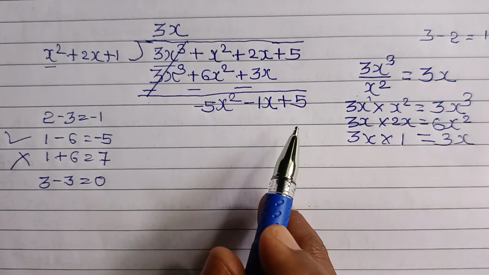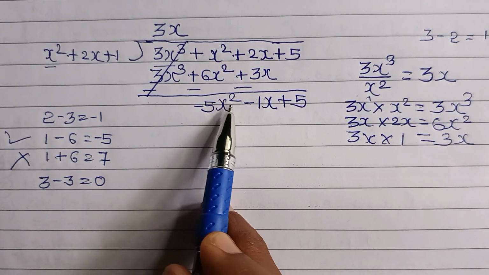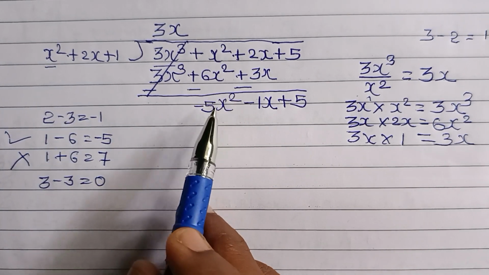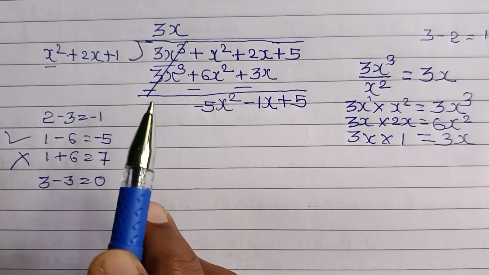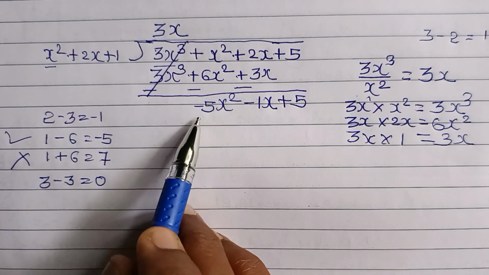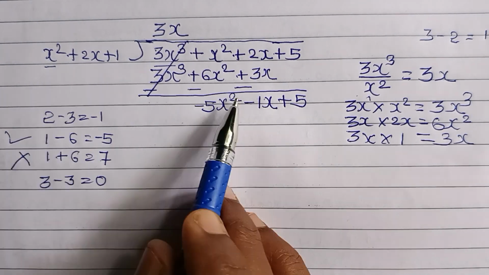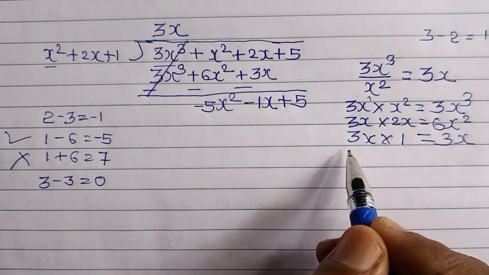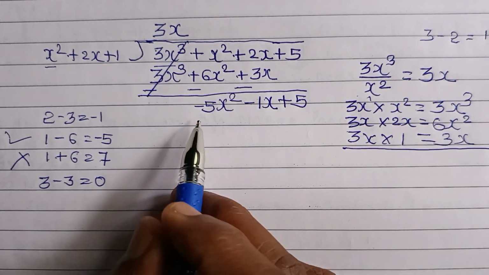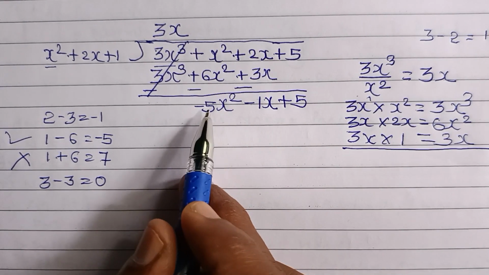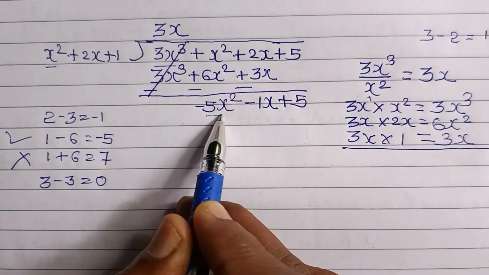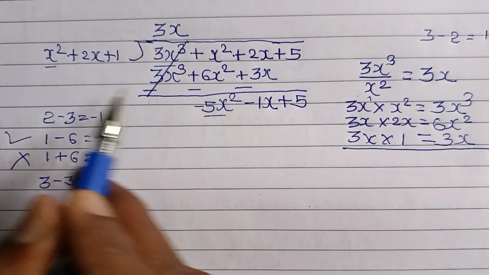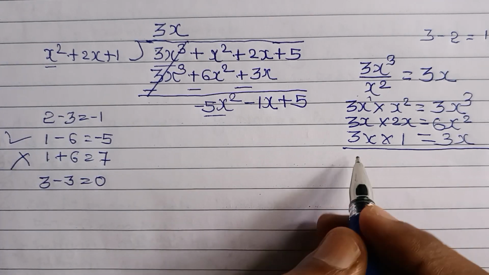And then second, you have to see the degree. Here the degree is 2 and here the degree is 2. So we cannot stop the procedure here because the degree should be less than this. Here we got the degree as 2. So further you have to continue this process of division. So what is the leading term of this new dividend now? Minus 5x squared, and this x squared you have to divide now.